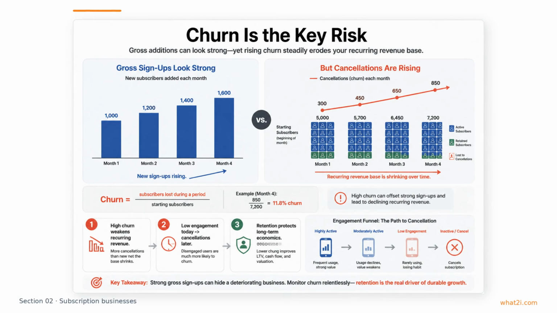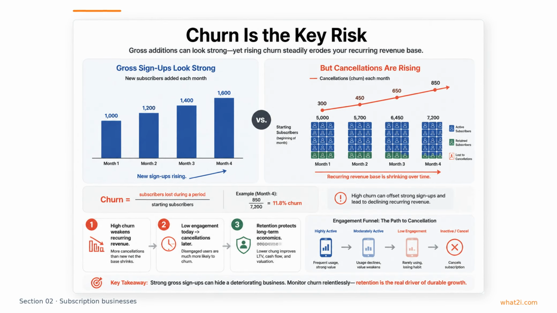Churn is the key risk in almost every subscription model. It measures the share of subscribers, or sometimes subscription revenue, that is lost during a period. A business can appear healthy if new signups are rising, but that picture can be misleading when cancellations are rising just as fast.